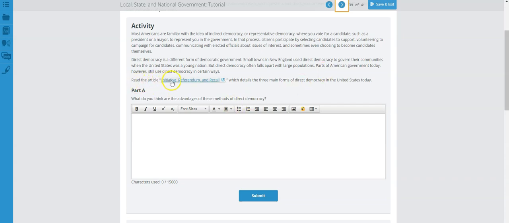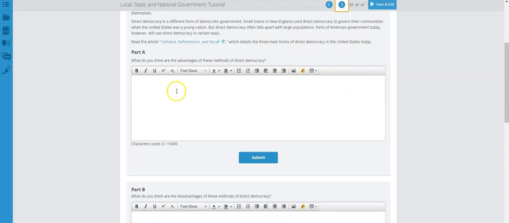Read this article. Make sure that you always go to this link over here, and that you are reading and taking notes about it, because that will help you answer the questions. So read this article, Initiative, Referendum, and Recall, which details the three main forms of direct democracy in the United States today.